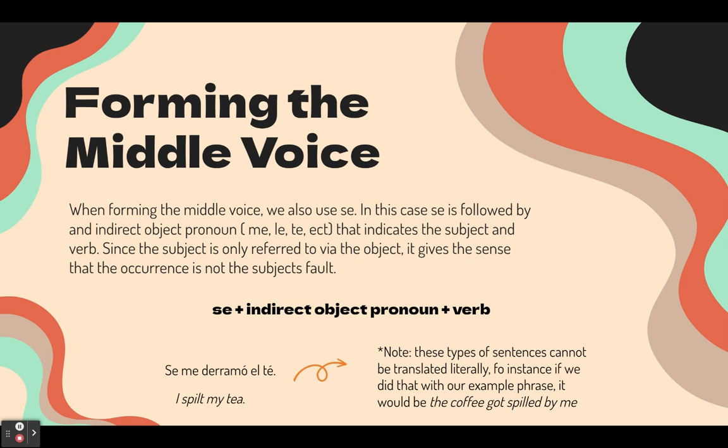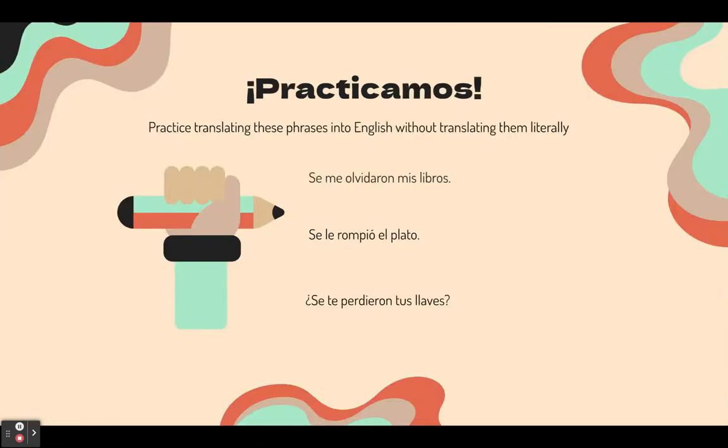So again, this is the difficult part of teaching Spanish, because it's not something that directly translates over to English very well. So if you say se me derramó el té, just because it translates literally to the tea got spilled by me, we would just say I spilled my tea. Again, an accidental type of thing. So I know this is a weird concept, but I want to see if you can translate these phrases into English without going super literal. And go ahead and pause me. I'll be back in a second.